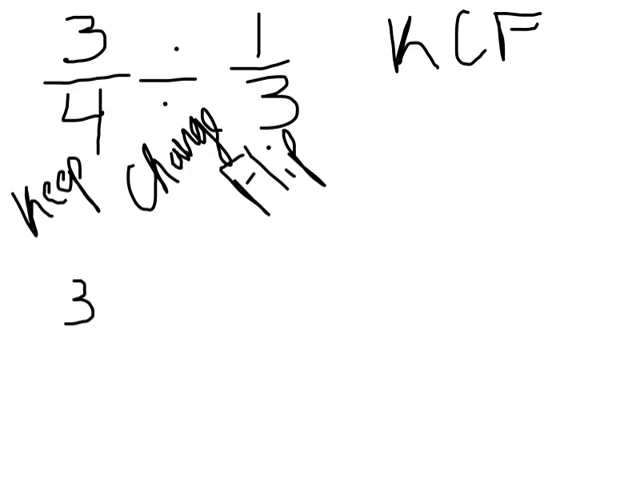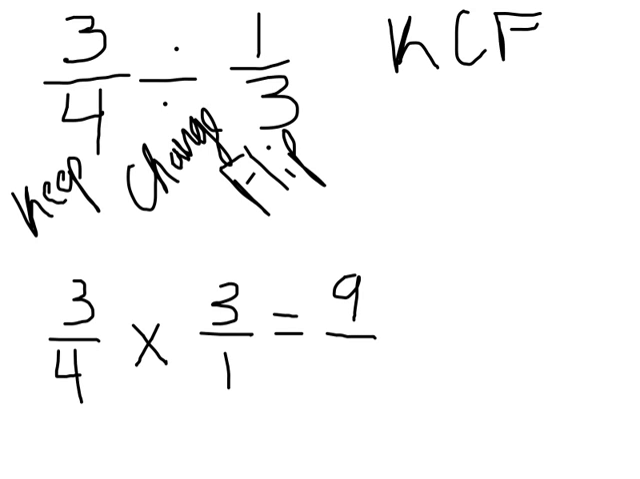Keep means I'm going to keep 3/4 the same. Change means I'm going to change that division sign to a multiplication sign, which is its opposite. And then I'm going to flip the last fraction. So 1/3 becomes 3/1. Now all I have to do is multiply straight across. 3 times 3 is 9, and then 4 times 1 is 4.